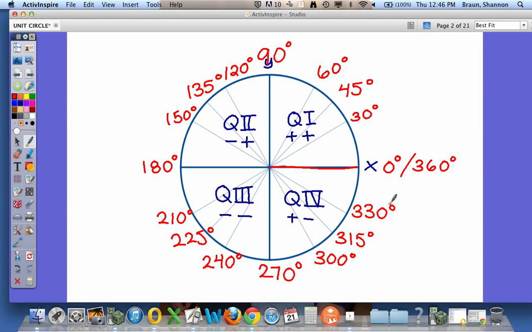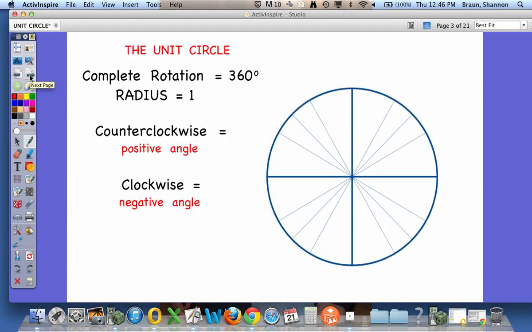Okay. So there's one way that we can measure the angles around our circle. Now one thing you need to know about this, again, is that our unit circle has a radius of 1 and a complete rotation is 360 degrees. Now normally we rotate around counterclockwise, that's a positive angle, but you can also rotate around clockwise and you get a negative angle. So this might be something I'd put on the back of my yellow sheet or off on the side somewhere.